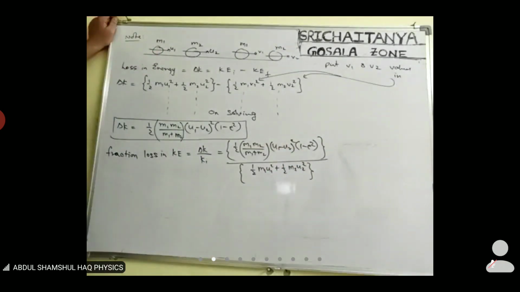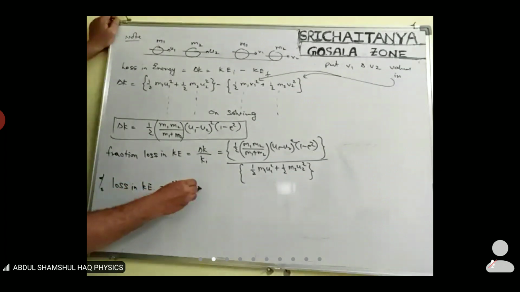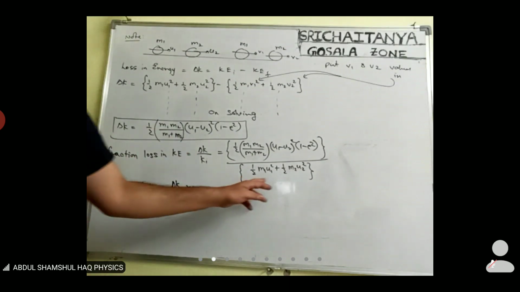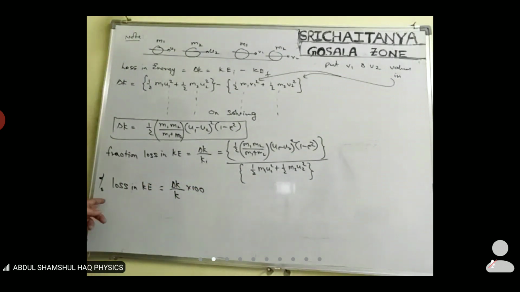For percentage change in energy, you have to multiply by 100. So if they ask for percentage loss in K, then we consider delta K by K into 100. You understood? So this formula is very, very important. Loss in energy, delta K, is very important. If you do the calculation of delta K divided by K initial, we get a result of this kind. So if they ask for a percentage, we should go this way.